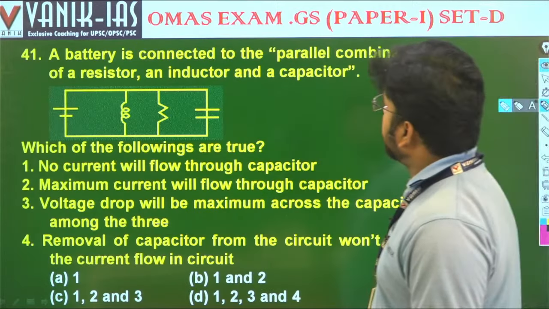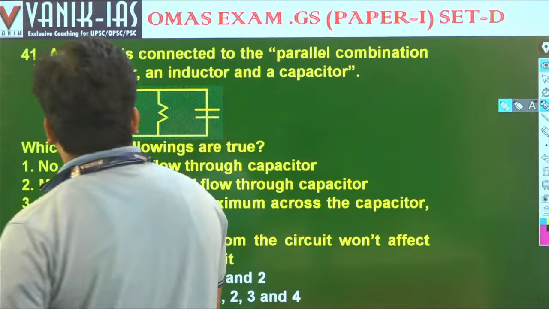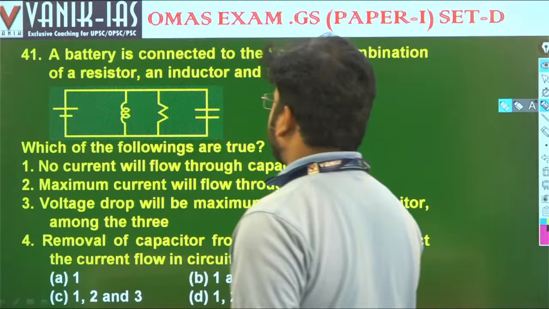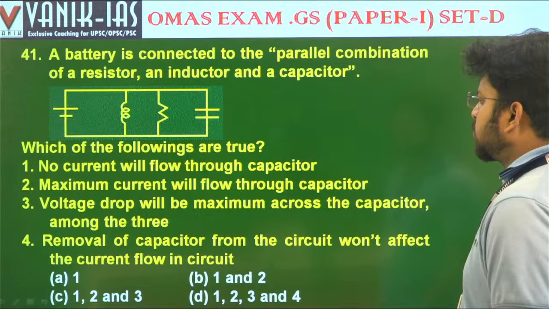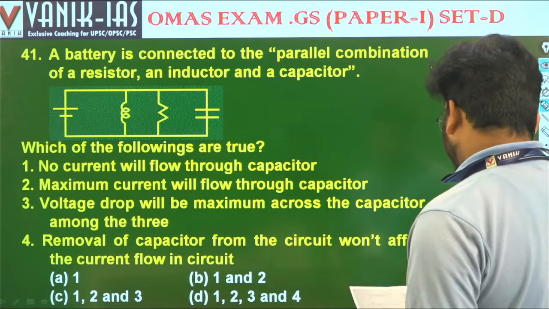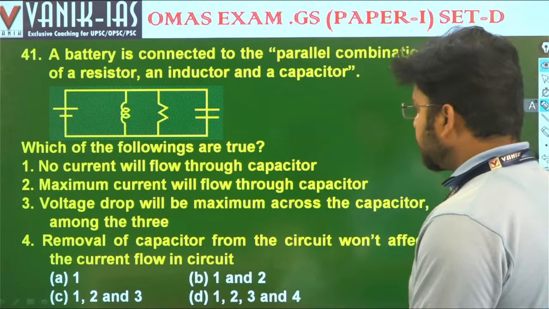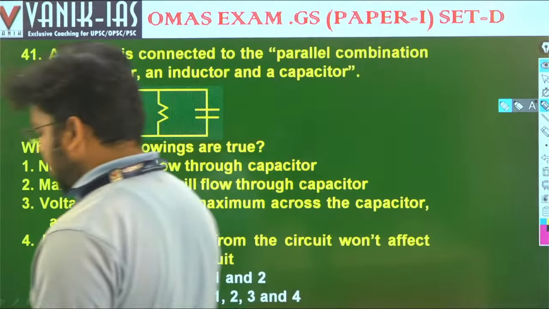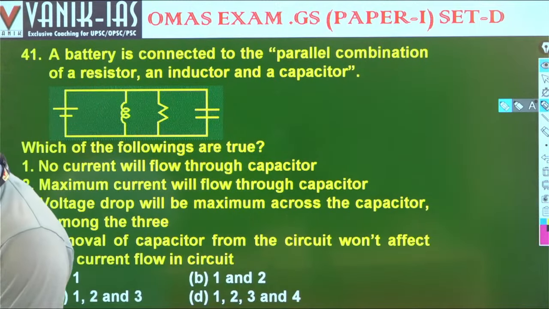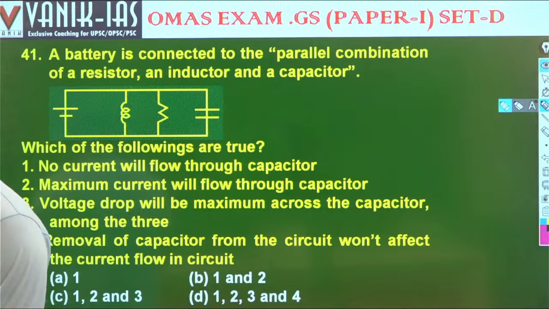Now the battery is connected to a parallel combination of a resistor, inductor and capacitor. No current flows through the capacitor. Actually, a very minimum current passes through the capacitor. Maximum current will flow through the capacitor? No, maximum current will not flow through the capacitor.